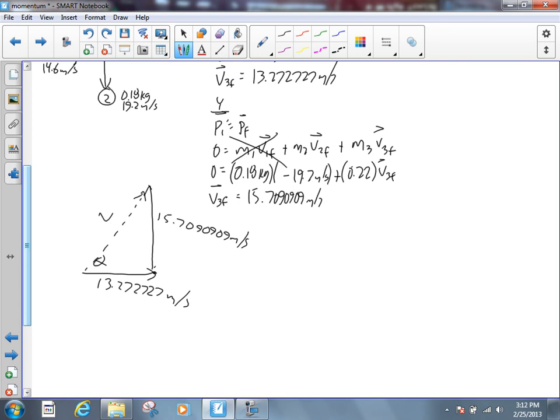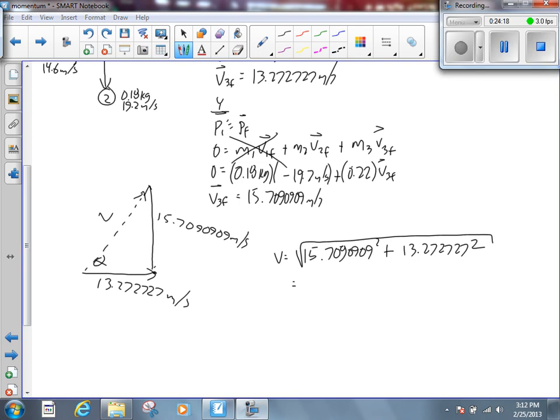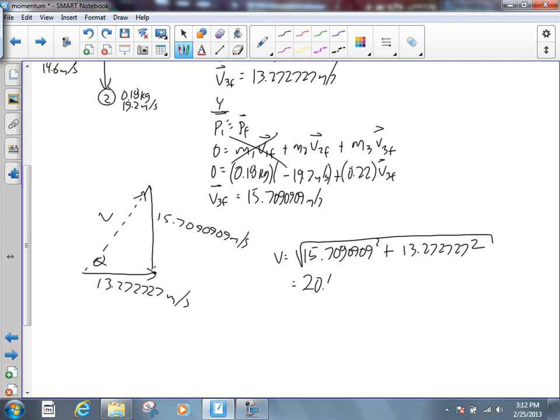This is the easy part now, right? We're going to say V is the square root of 15.7090909 squared plus 13.272727 squared. Let's square root that. What do we get for V? We get 20.6 meters per second.